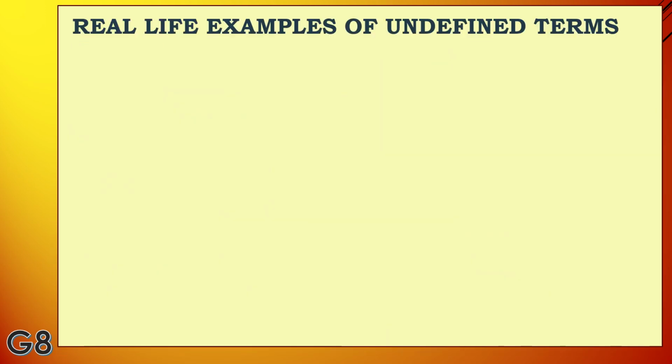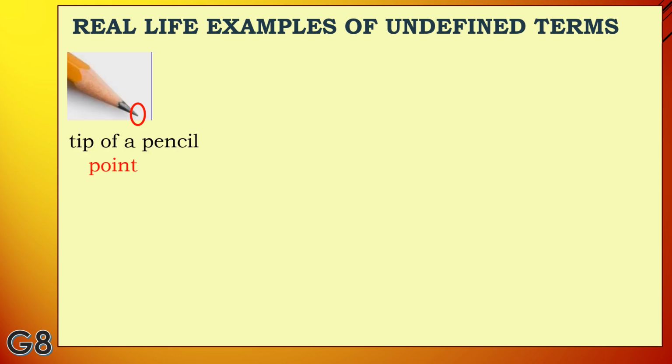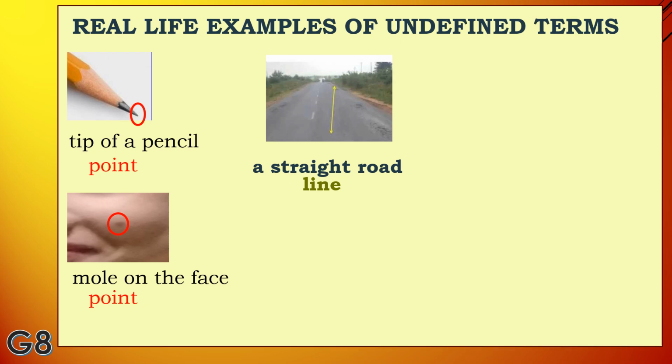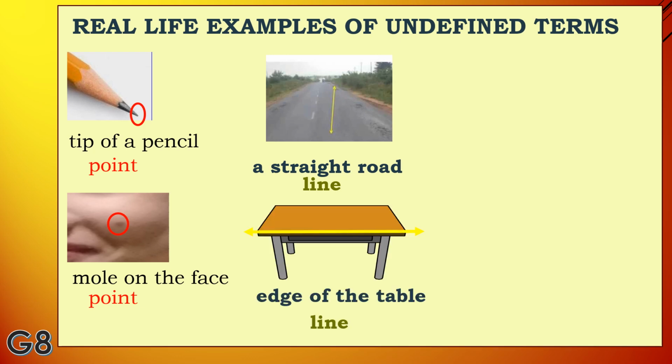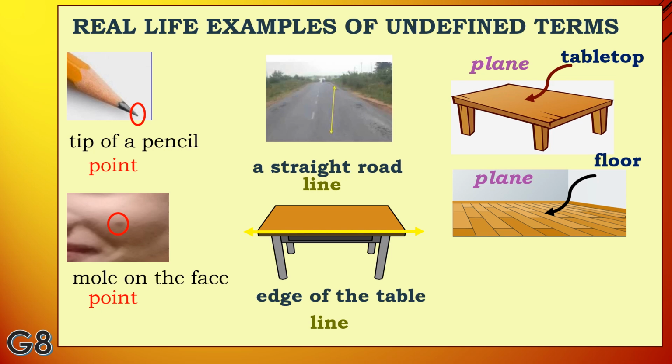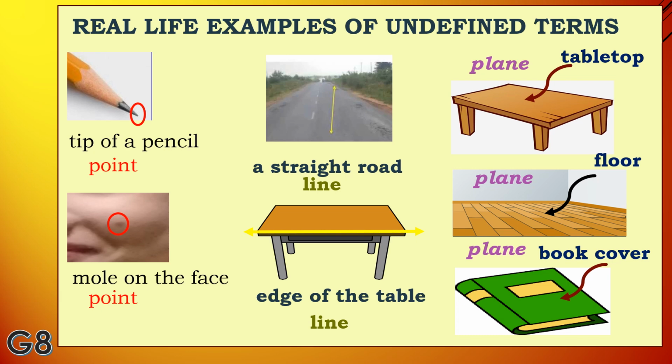Now, here are some real-life examples of undefined terms. In the figure, we have the tip of a pencil. That is representing a point. The mole on the face also represents a point. A straight road represents a line. The edge of the table also represents a line. The tabletop represents a plane. The floor represents a plane. And the book cover also represents a plane.